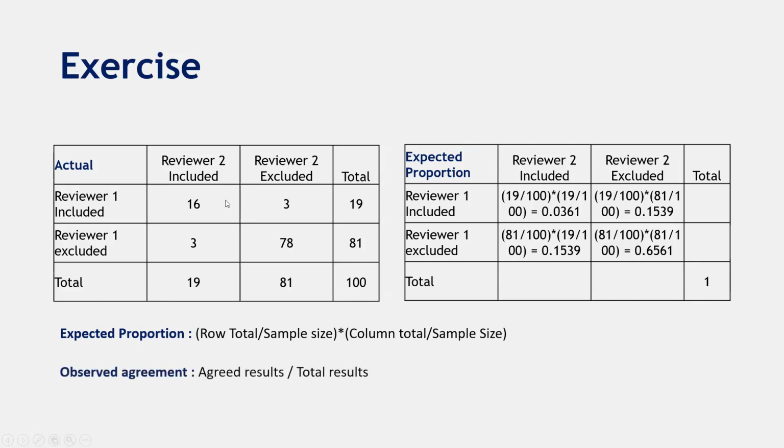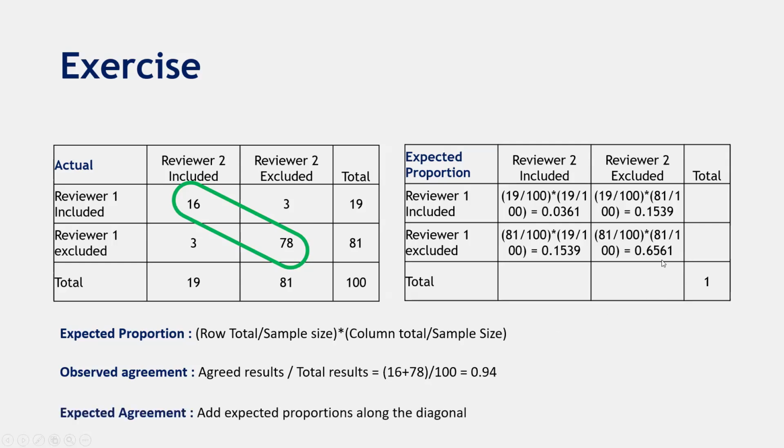Now, let us see what the observed agreement is. Out of these 100 articles, 16 plus 78 were agreed upon by both reviewers. So out of the 100 articles, 94 were agreed upon. So the observed agreement is 0.94. What is the expected agreement? You just add these two. The expected agreement would be 0.03 plus 0.65, divided by 1, which is 0.69. It's not over yet.